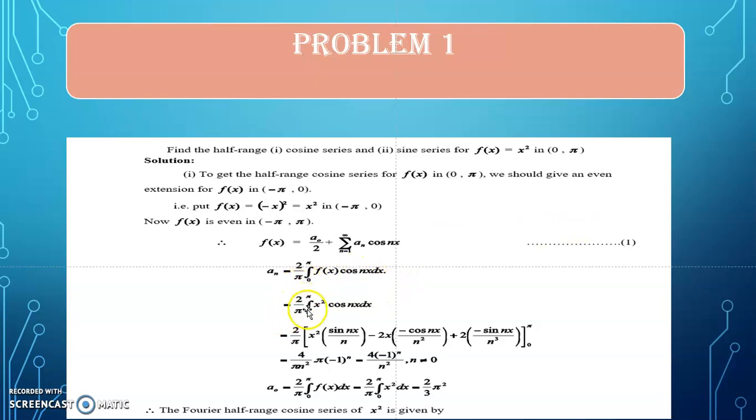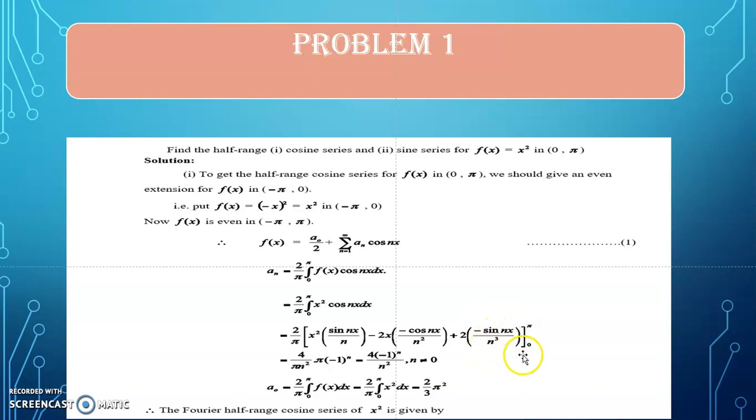So here apply 2 by pi integral 0 to pi x square, since f of x is given as x square, into cos nx dx. Here you have to use the Bernoulli formula. Consider u is equal to x square, then u dash is equal to 2x, u double dash is equal to 2. Similarly, dv is equal to cos nx dx. Integrating the first time we get sin nx by n, the second time we get minus cos nx by n square, and the third time we get minus sin nx by n cube.